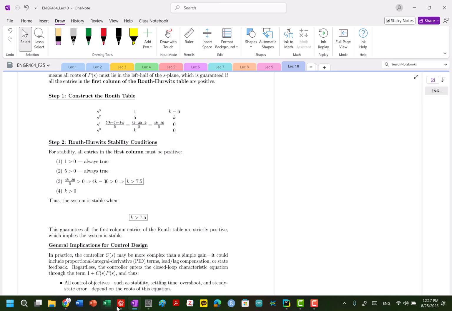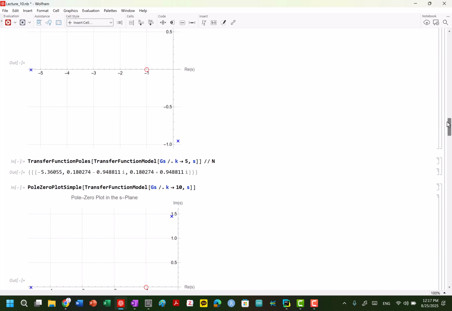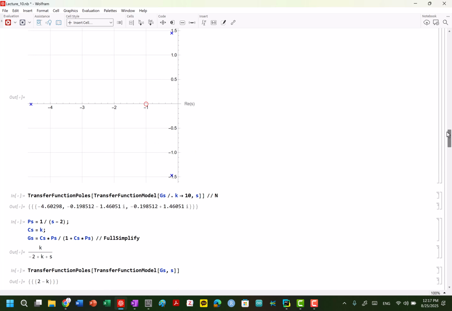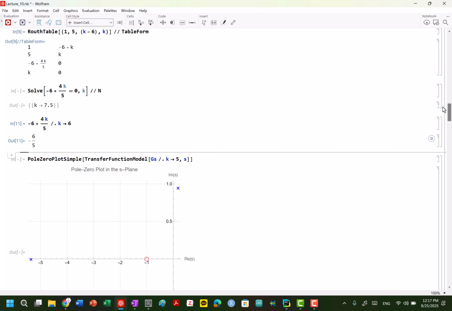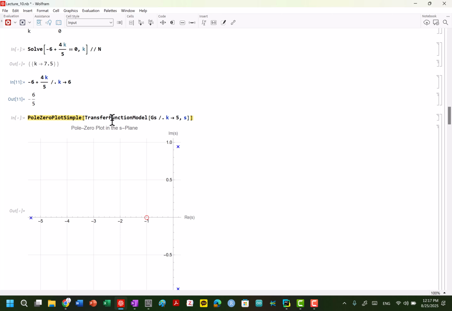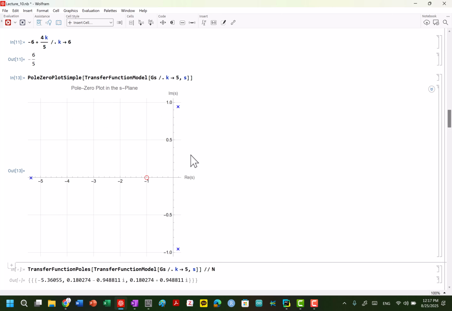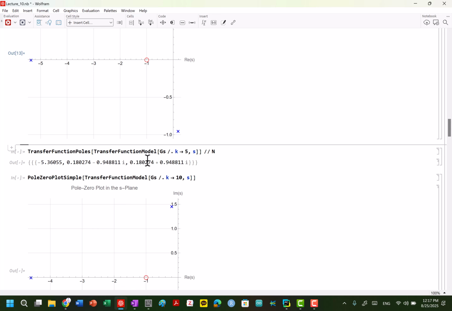But the cool thing is we can actually visualize it as well. I love Mathematica, period, but I really love the fact that we can visualize a lot of these systems and their behavior as well. So I'm going to go ahead and set up this G of s. For this transfer function, I can see if my k is 5, I have two poles in the right-hand plane. That's an unstable system. Agreed? You can see that right there, and we can see the real part is positive.